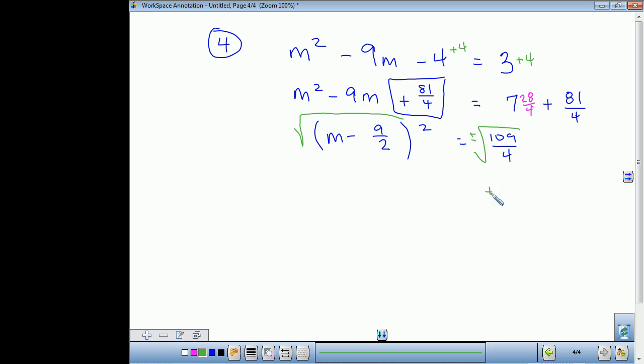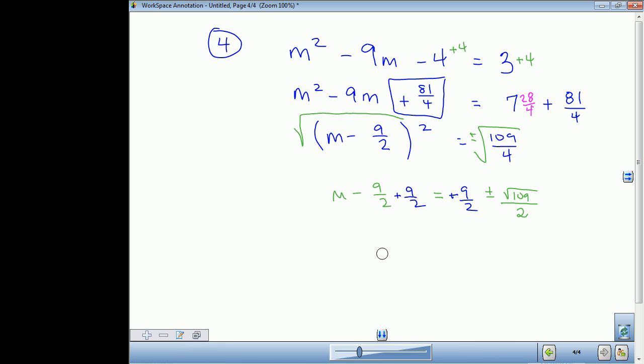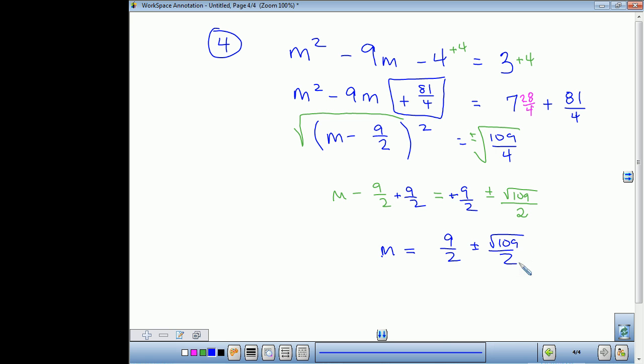So, the square root of 109, we don't know it. But we do know the square root of 4. 2. So it becomes the square root of 109 over 2. And the last step is to move the 9/2 back over. So my answer is m equals 9/2 plus or minus square root 109 over 2.